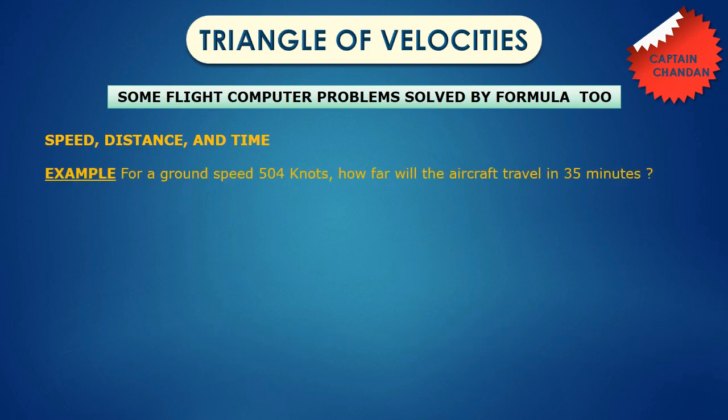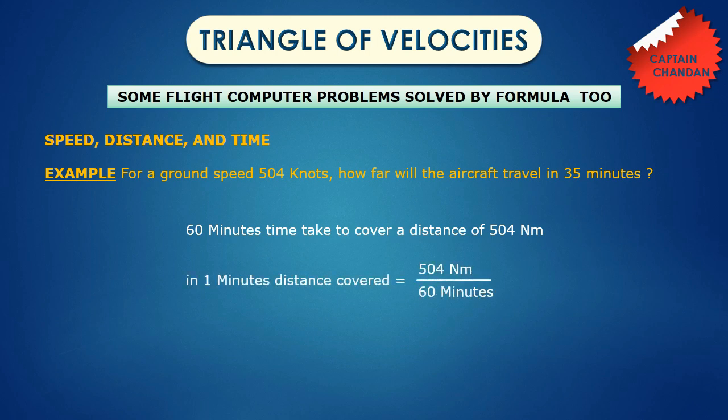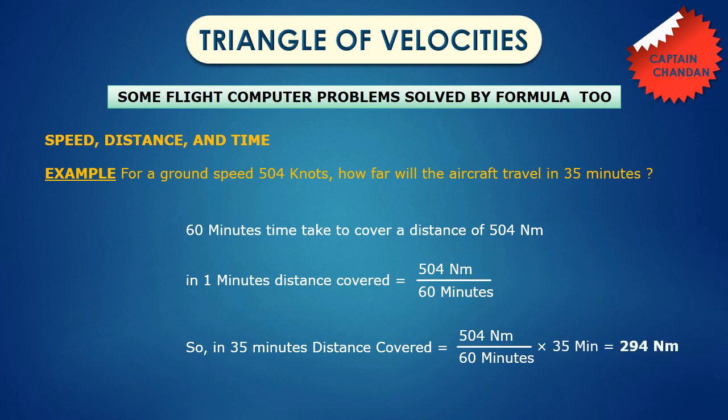For a ground speed of 504 knots, how far will the aircraft travel in 35 minutes? How far means we have to find a distance. So you have to put distance on the right side and time on the left side. So 60 minutes on the left side: in 60 minutes, the distance covered is 504 nautical miles. So in 1 minute, the distance covered will be 504 nautical miles divided by 60 minutes. So in 35 minutes, if you solve that, it will be 294 nautical miles.